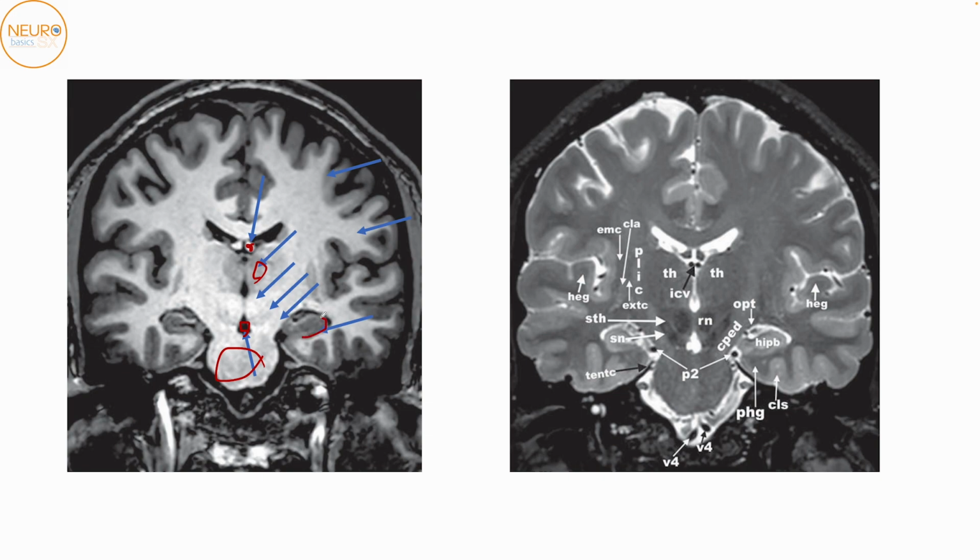This here is the hippocampus. You can still see the body of the hippocampus over here. Here we have the cerebral peduncle going in from the internal capsule into the brainstem. Just above that, we have the red nucleus. It's obvious over here. And just below that, you have the substantia nigra over here.